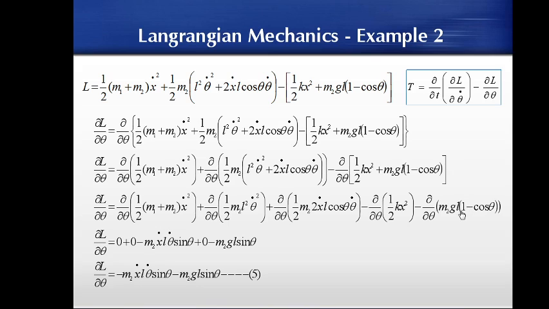So 1 is differentiated with respect to theta, since it is a constant it is equal to 0, and here ∂/∂θ of minus cos theta: the derivative of cos theta is minus sin theta, so minus into minus gives plus sin theta, so I will be getting minus m2 g L sin theta. This minus outside gets cancelled with the derivative of this. Okay, so I'm getting ∂L/∂θ equal to minus m2 ẋ L θ̇ sin theta minus m2 g L sin theta. Okay, so I got this term.